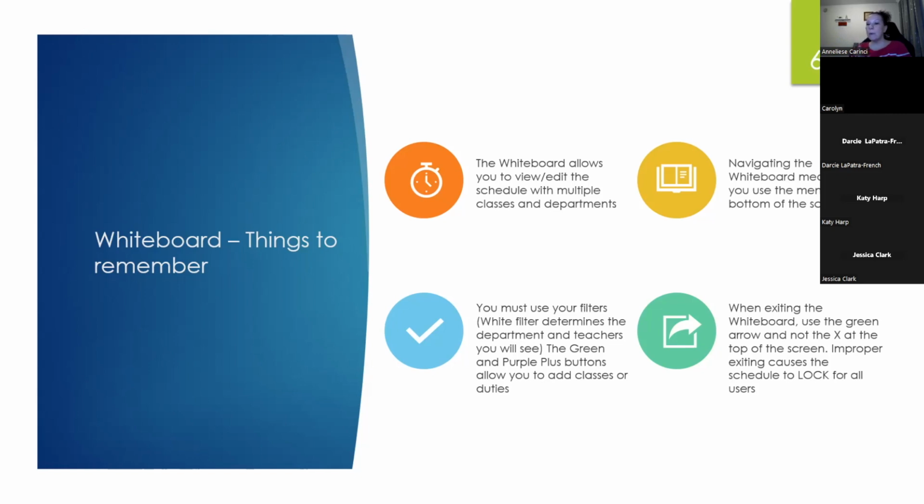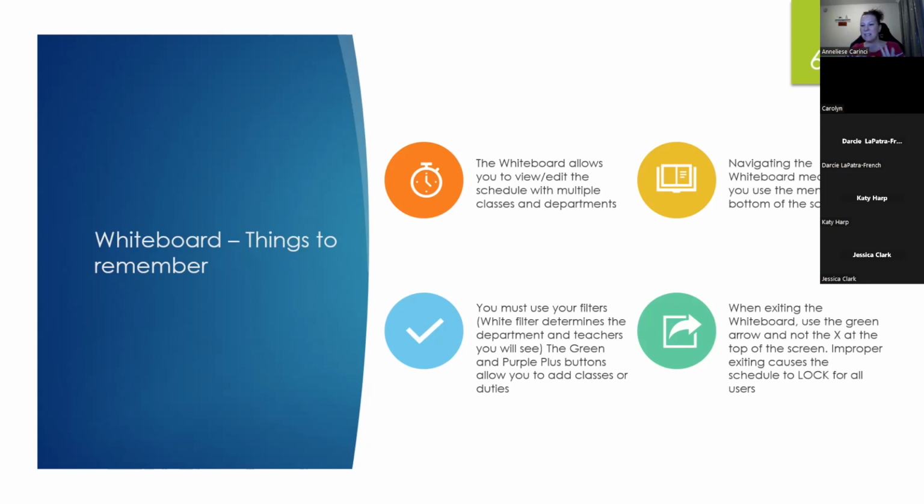And then just a reminder that when you're exiting that whiteboard, do not use the little X at the corner where you're closing the browser completely. You need to use the little green arrow that shows up at the bottom of the screen on the menu bar. That green arrow says, I'm done, I'm leaving. It also gives you the prompt, if you haven't saved yet, that you need to save that. And if you click OK, it'll save your changes for you and get you out. If you click cancel, it allows you to go in and decide you're not going to keep those changes.